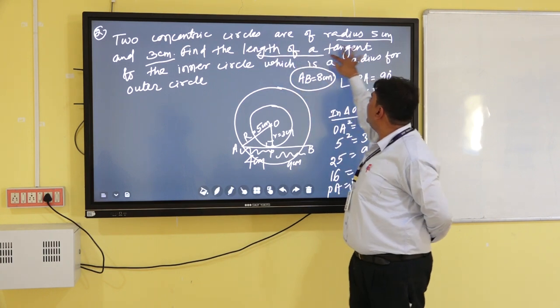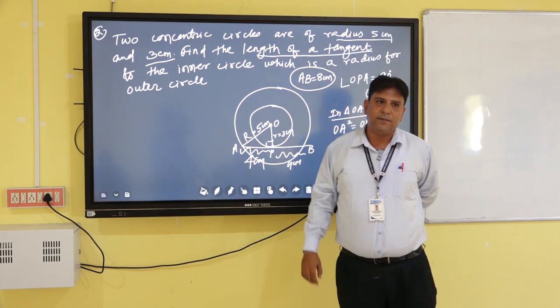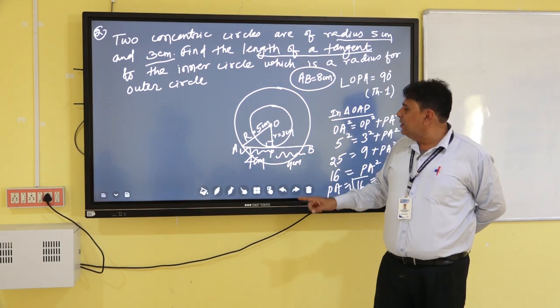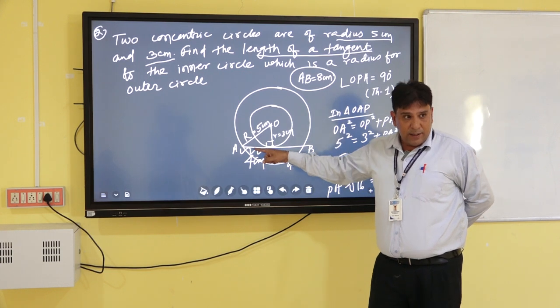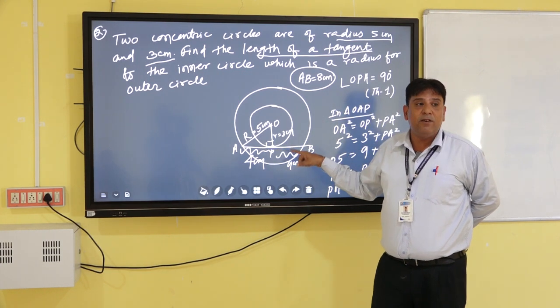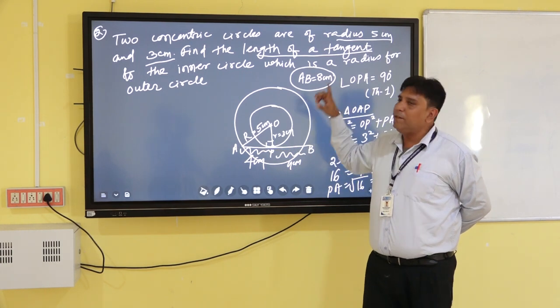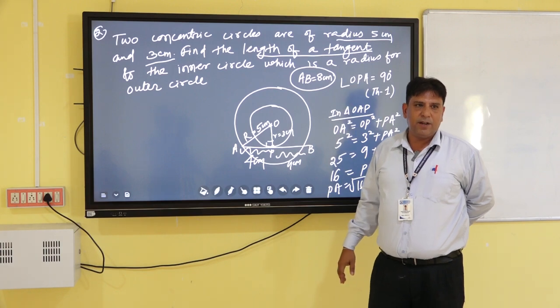Find the length of the tangent. AB is the tangent. Right? Which is a chord to the outer circle and is a tangent to the inner circle. So what is the length of the chord? It is 8 centimeter. Okay.